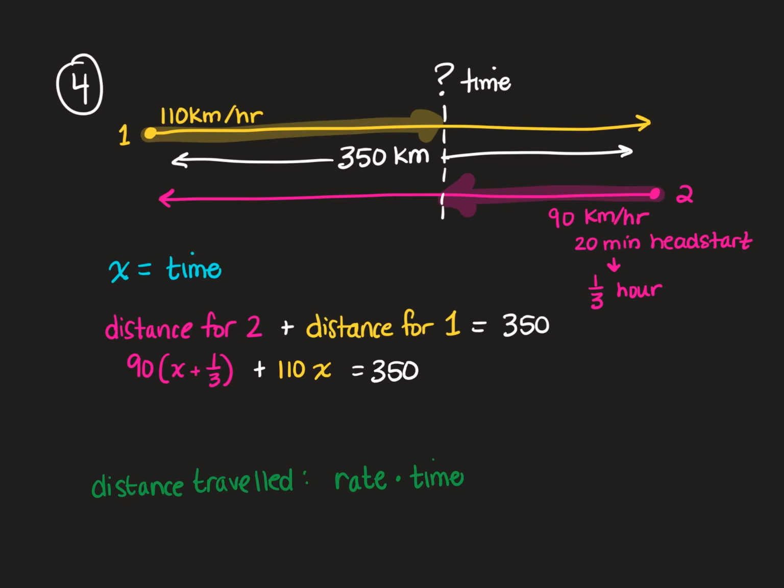You could have also written this another way. The distance for train 2 would just be 90 kilometers per hour for X number of hours, and to that, we could add train 1. Now, train 1 travels for 1/3 of an hour less than train 2. So either one of these would work. At that point, you're going to distribute and solve for X, and that's going to give you the time it takes for those two trains to meet.